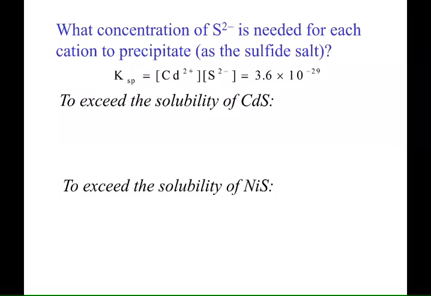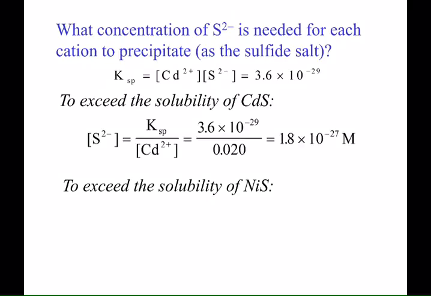So I can rearrange that, and your molar concentration of your sulfide ion is equal to your KSP divided by your cadmium ion molar concentration. KSP was given. Cadmium ion molar concentration was also given, that 0.020 moles per liter. I think of it as a tipping point. At that point, when your molar concentration of your sulfide ion is 1.8 times 10 to the minus 27th, precipitation is going to begin.